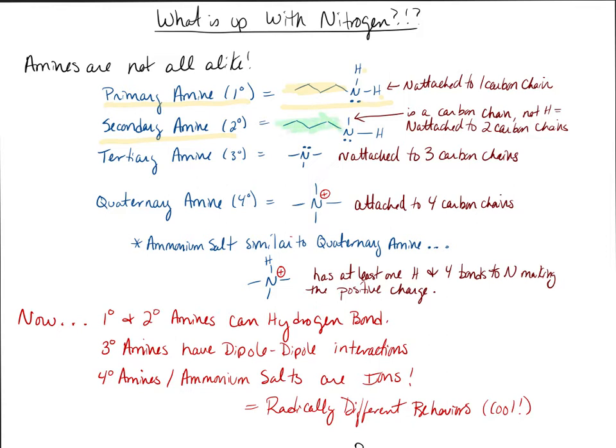A secondary amine is attached to two different carbon chains. So we have one going on here, and then this guy is another one. It's still got an attachment to a hydrogen there, therefore it can also hydrogen bond. However, when we get to a tertiary amine, the nitrogen is now attached to three separate carbon chains. Doesn't matter what they are. It's not attached to hydrogen, and if it's not attached to hydrogen, it cannot hydrogen bond.